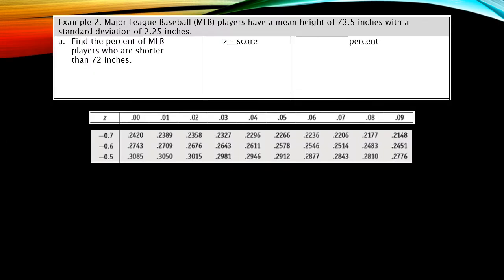The mean height of Major League Baseball players is 73.5 inches with a standard deviation of 2.25 inches. So the first thing we want to do is find the percent of Major League Baseball players who are shorter than 72 inches. So if I'm talking about them being shorter than 72 inches, that means that I need to look for the percent that's below, which is exactly what a z-score will tell you. Now, one thing I do want to point out, this is something that can be a little bit confusing.